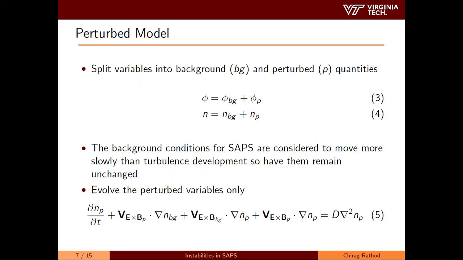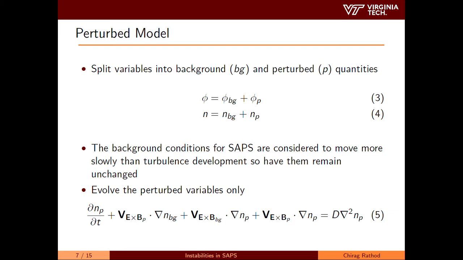So what we also have done is we created a perturbed model where we split the variables, in this case phi and n, into a background and a perturbed quantity, a BG or P, as shown in equations 3 and 4. The reason for this is that when we look at the background conditions for SAPS, it's an inherently dynamic system. It is always changing. The issue is that it's changing much more slowly than the turbulence development that we have seen in observations, and so thus we would expect to see in our simulation results.